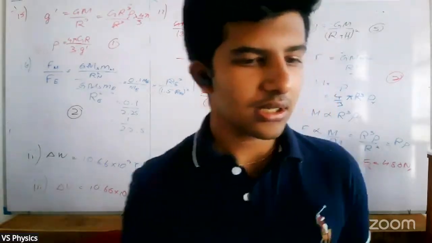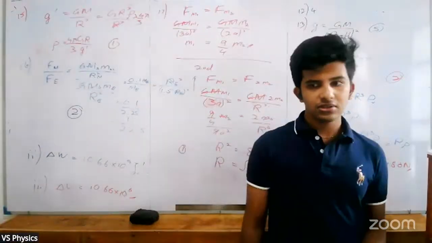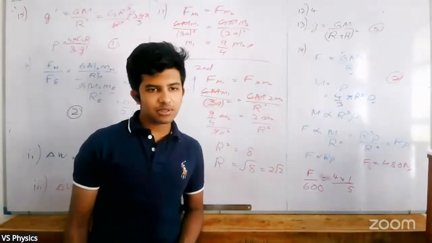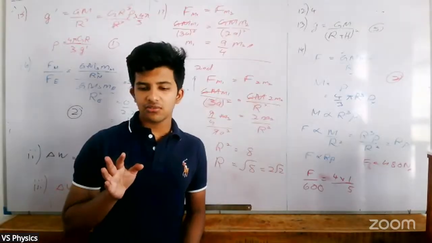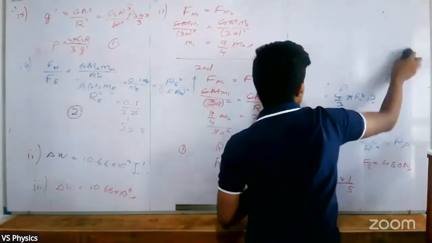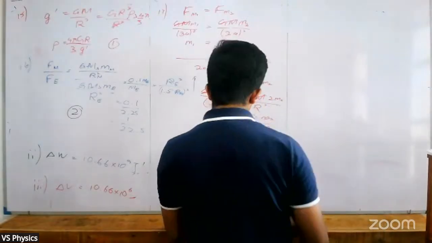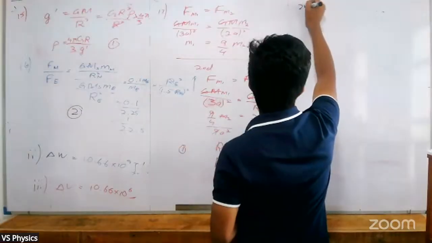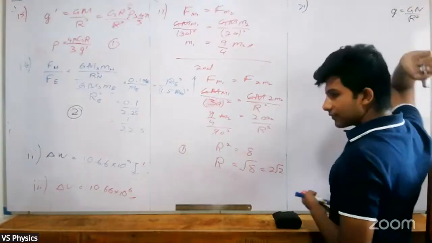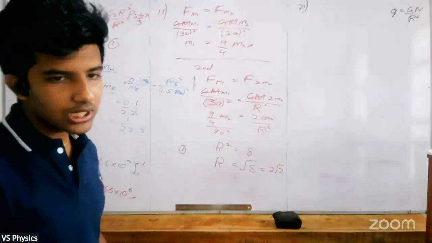Let's see, let's try that out. So number 1, we have to find the actually g කියන්නේ අපිට වැඩක් නෑ. G is equals to what when we do this question? g is equals to GM over r square. So what are we going to do? We are going to keep g is equals to GM over r square separately here. We are going to find the change in potential energy.